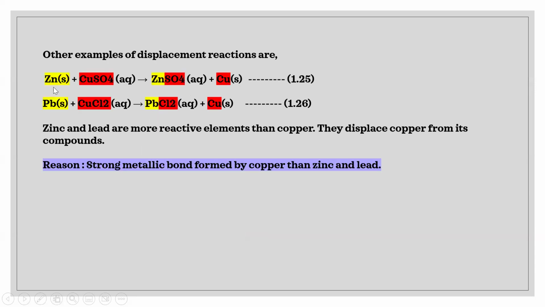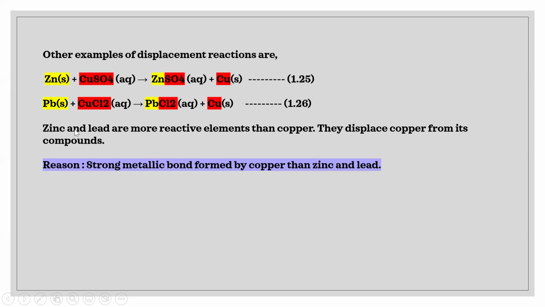Other examples are zinc and lead, which also react in a similar way. Here zinc metal is taken and it is allowed to react with copper sulfate solution. Aqueous means it is dissolved with water. See here, copper is being displaced by zinc. So zinc sulfate solution is formed plus copper metal. So we saw in iron nail also it is getting deposited in a solid state, right? So solid. Next one is lead. Lead reacts with copper chloride in aqueous medium and forms lead chloride plus copper.